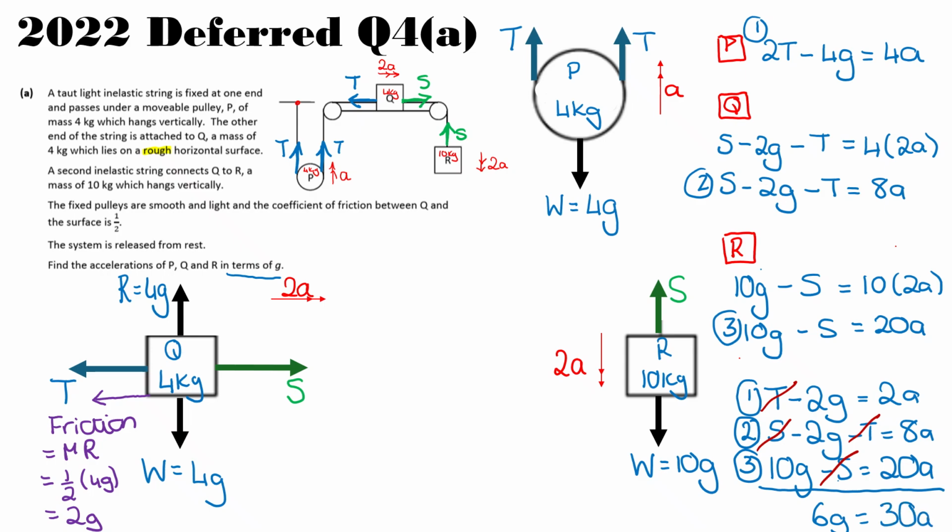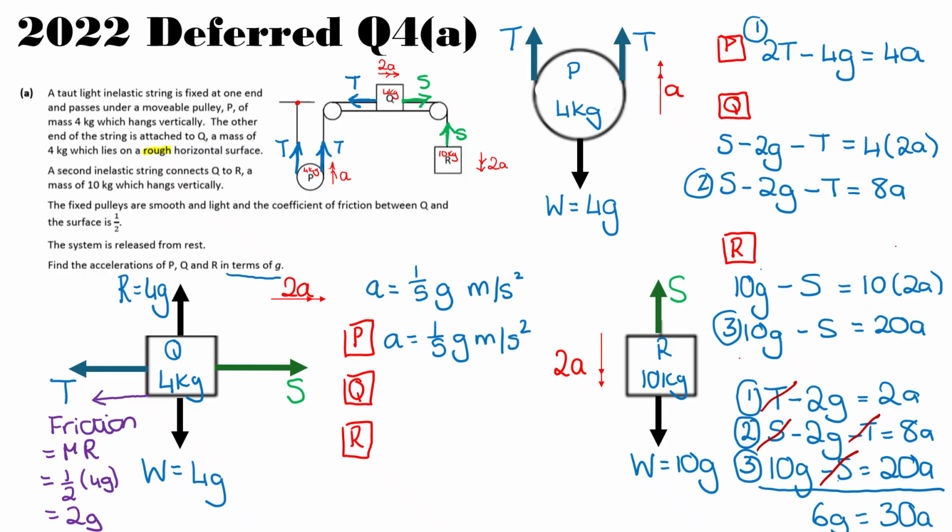So then my a value is going to be 6g divided by 30, which is 1/5 g, and that's meters per second squared. Now that's our value of a, but remember they want the acceleration of P, they want the acceleration of Q, and they want the acceleration of R. Make sure these are all clearly labeled. So this is going to be 1/5 g meters per second squared.